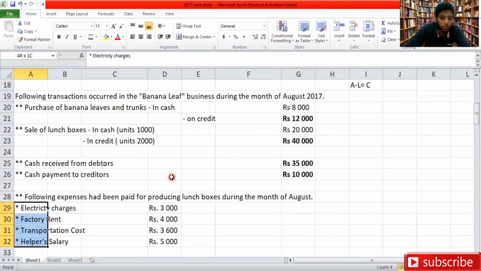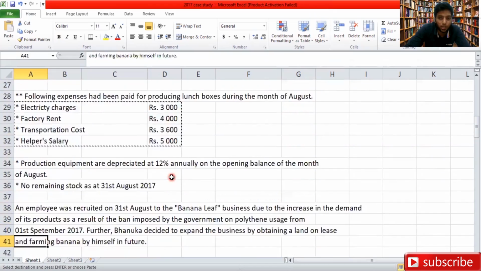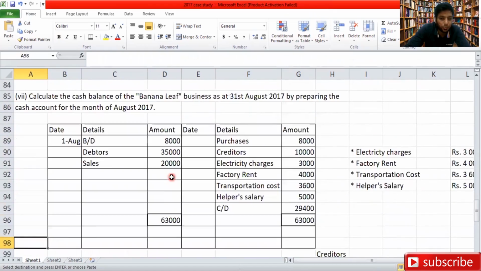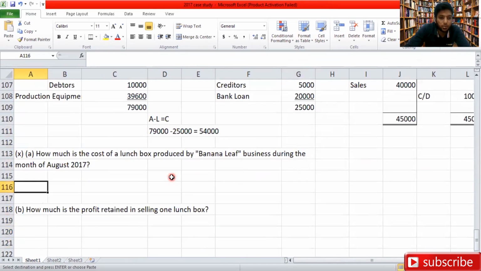Okay, so I'll copy this down. You can't copy in your exams, guys, but I can copy. This is an Excel sheet which I'm doing. These are my production costs.